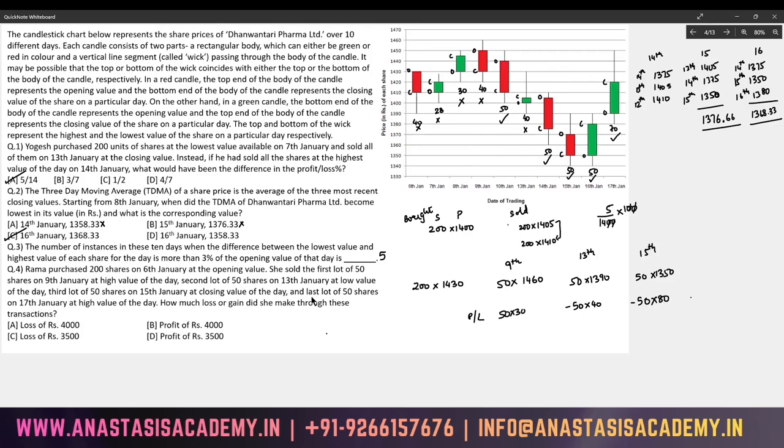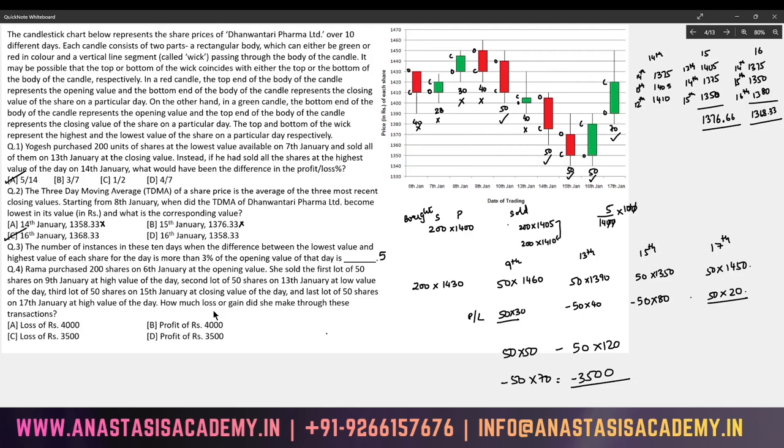And the last lot of 50 shares on 17th January on the high value of the day. High value is 1450. So per share, there was a profit of 50 into 20. So altogether, see what is happening. I will combine these two: 50 into 50 I will get, minus 50 into 120 I will get. Or altogether, I will get 50 into 70 minus 50 into 70. Or there is an overall loss of 3,500.